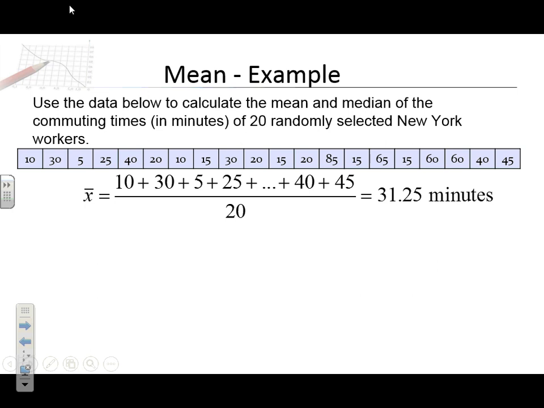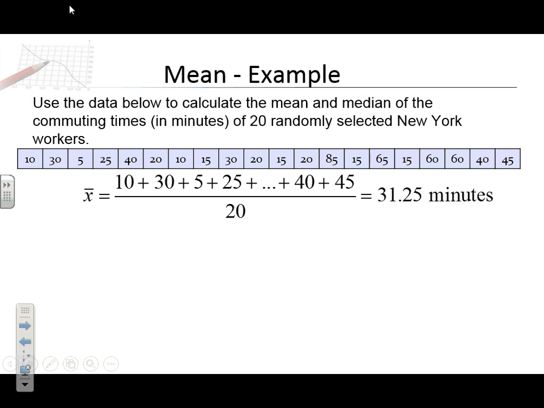Now this process will also give you standard deviation, which we'll talk about on Friday. It'll also give you what we call the 5-number summary, which we'll talk about tomorrow. So this is going to be an important step that you're going to want to utilize multiple times to get this information, okay? But right now we're just talking mean.